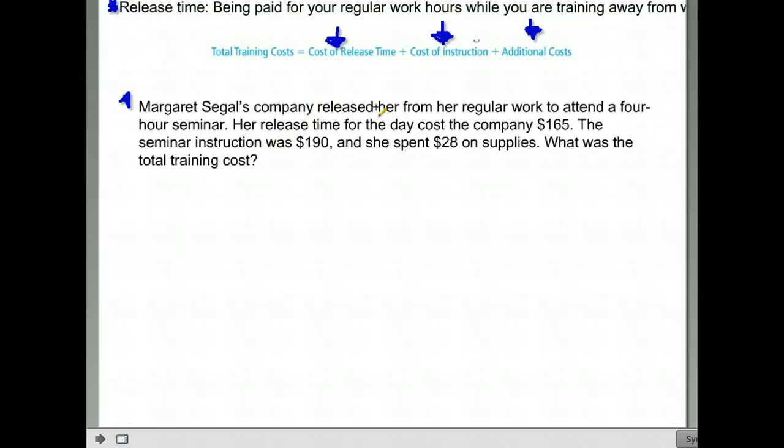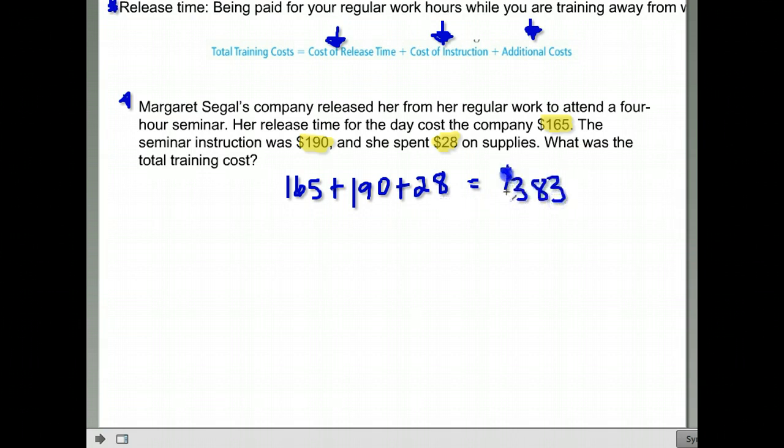It says, Margaret Siegel's company released her from regular work to attend a 4-hour seminar. Her release time for the day from the company was $165, so that's her regular pay that she would have made while at work. The seminar instruction was $190, so that was the cost of the class, and she spent $28 on supplies. What was the total training cost? Now this is a pretty straightforward one. They gave us each of the costs. We just have to add them all together. So we add our 165, our 190, and our 28. And when you do that, we get a total of $383.